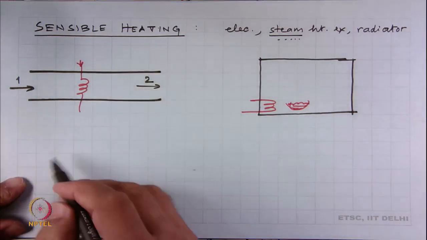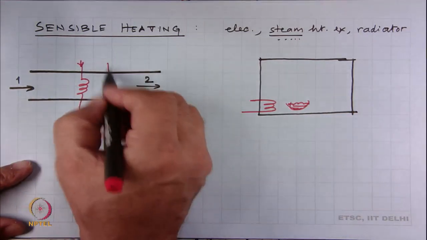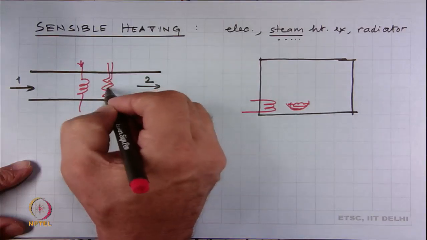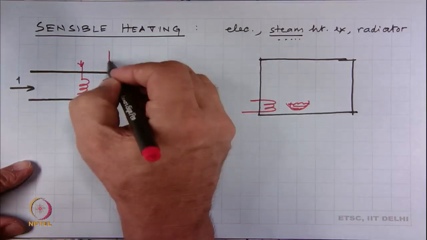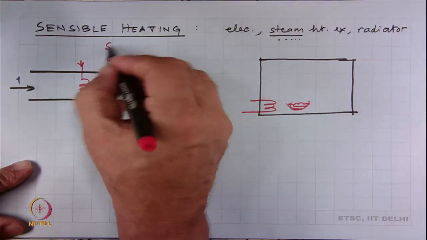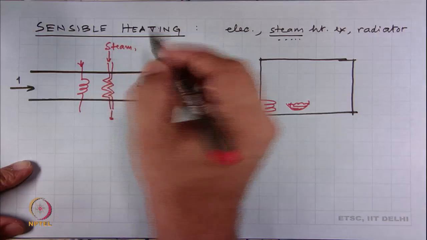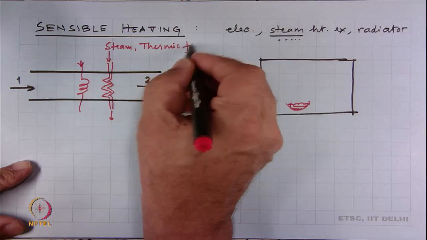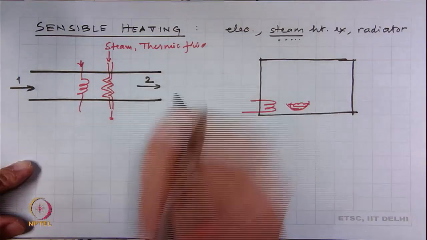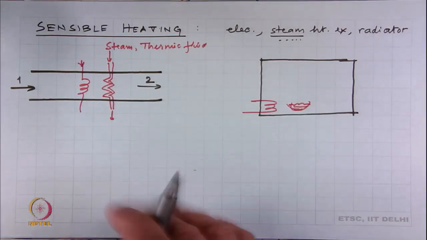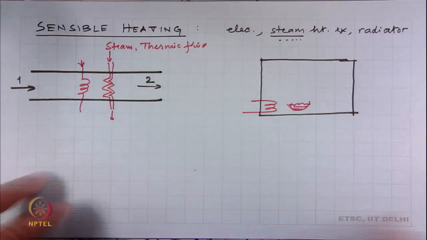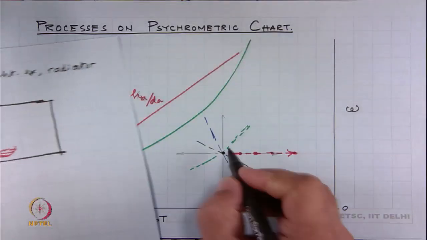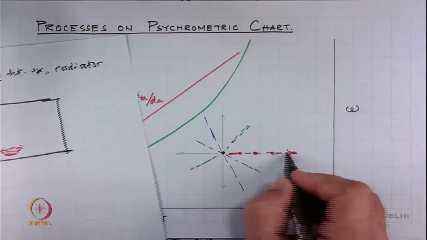This heating could be done electrically, or it could also be done by putting the air through a set of heat exchanger pipes, through which we could have steam or any other hot fluid, like a hot thermic fluid, which is flowing and heats the air. So, in all these cases, all we are doing is sensible heat addition, and the state goes from here to any of the states on this line.